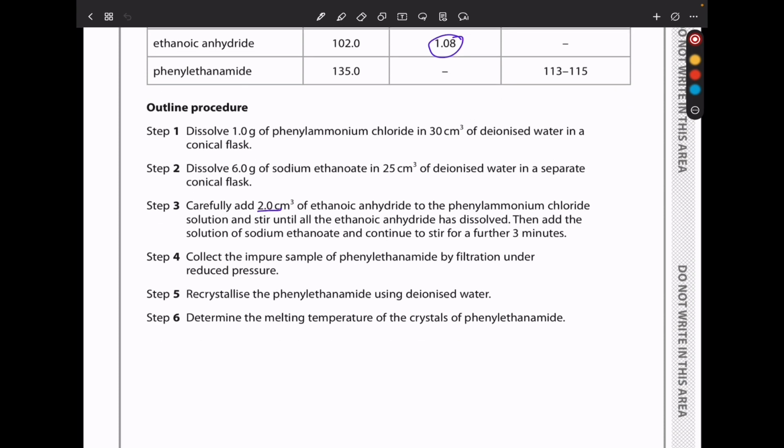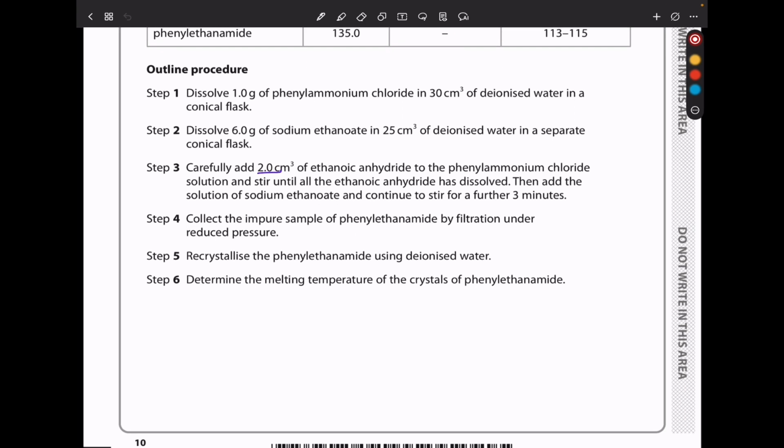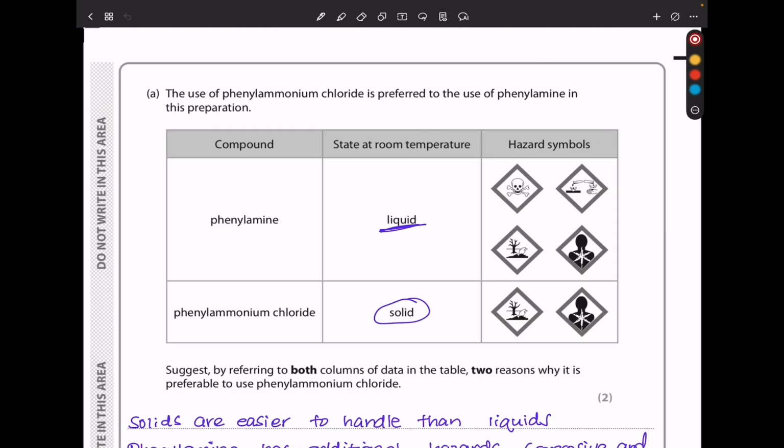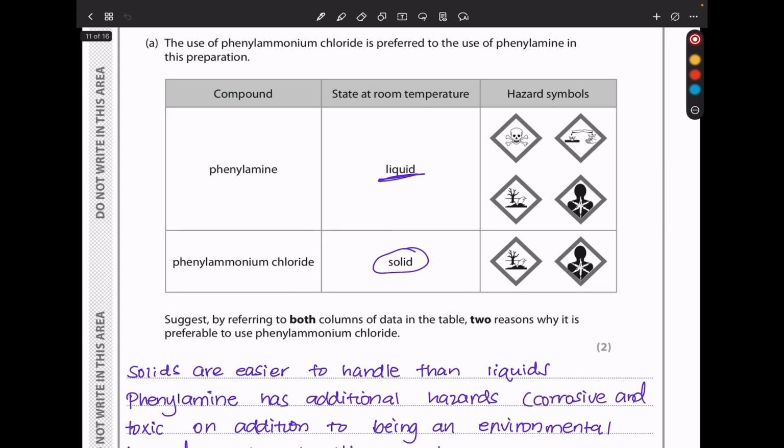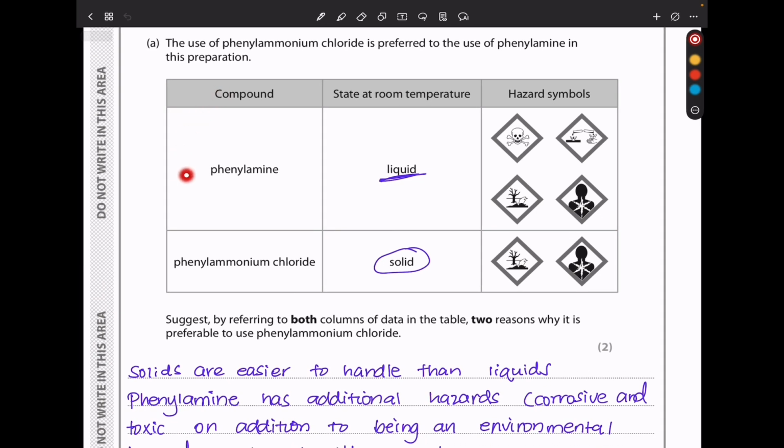Collect the impure sample of phenyl ethanamide by filtration under reduced pressure. Recrystallize the phenyl ethanamide using deionized water and then determine the melting temperature of the crystals of phenyl ethanamide. In part A, the use of phenyl ammonium chloride is preferred to the use of phenylamine in this preparation. So we can see the information given, and then this is a solid, that is a liquid, and then we see the hazard symbols.